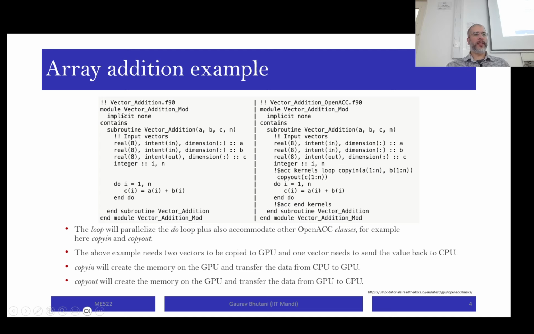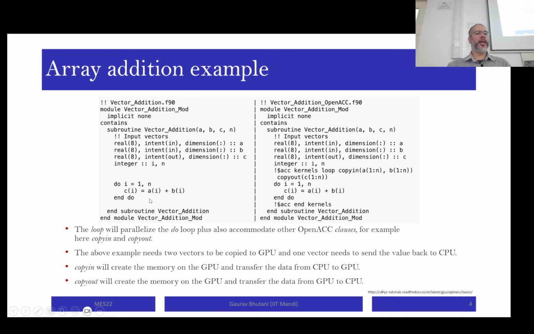You have a module called vector addition. In that you have a subroutine which is vector addition, which takes A, B and C and also the size of the vectors, n. These A, B and C are real double precision, and the dimensions are single dimension. So, they are vectors, and then you simply say do I going from 1 to n, C of I is equal to A of I plus B of I.